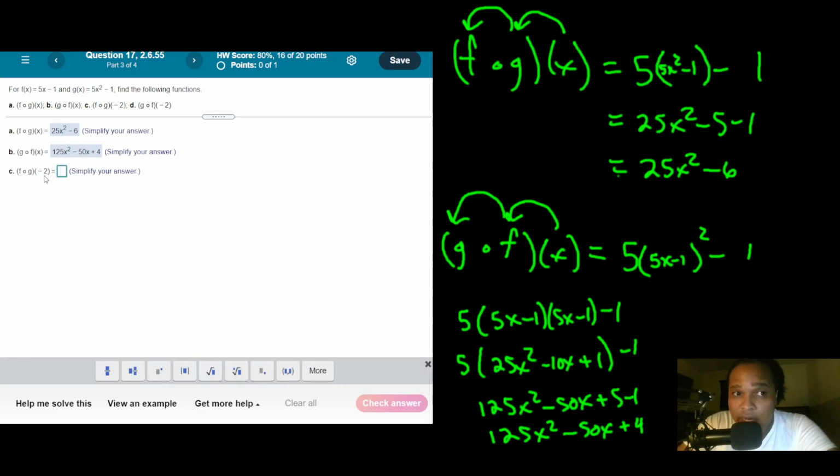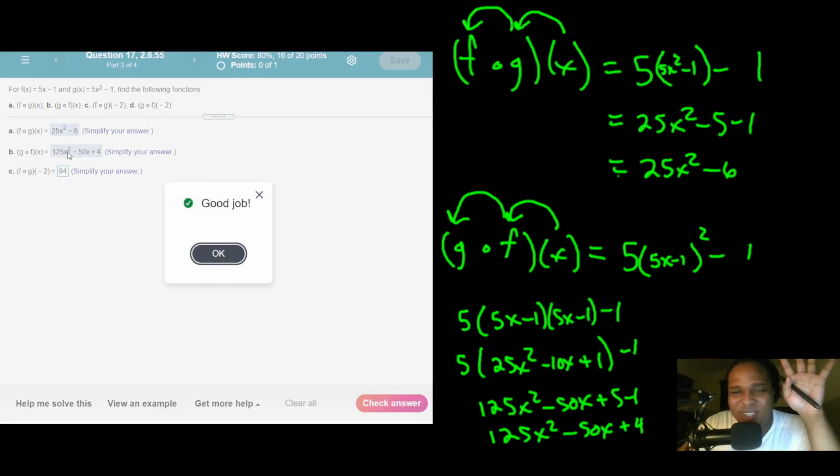Okay, f of g of negative 2. So rather than using the f of g function for this, which we can, we will use it this time. We'll put -2, we're going to square it. -2 squared is 4. 4 times 25 is 100. 100 minus 6 is going to give us 94. We'll do it this time.